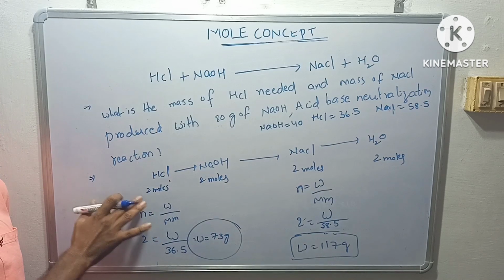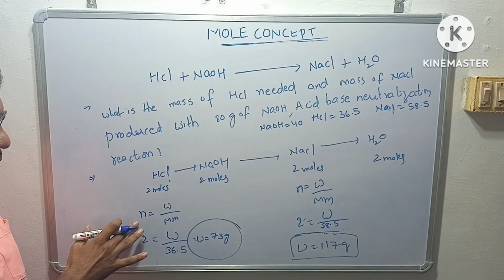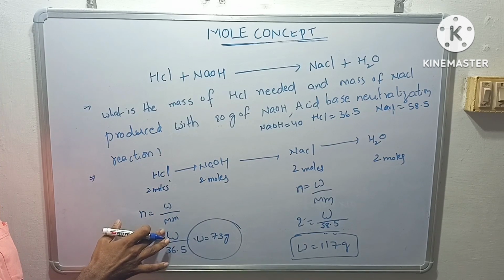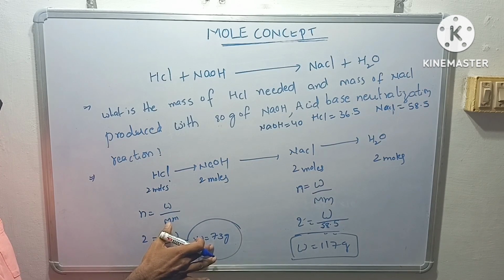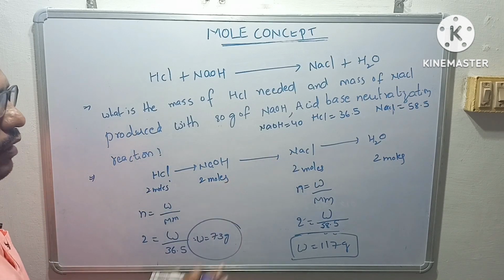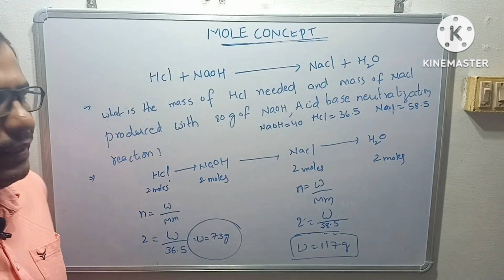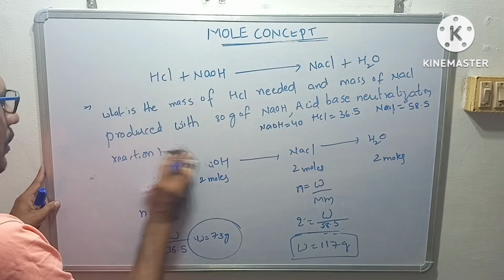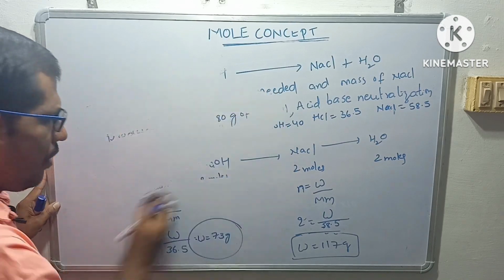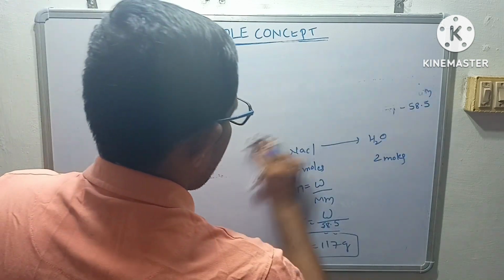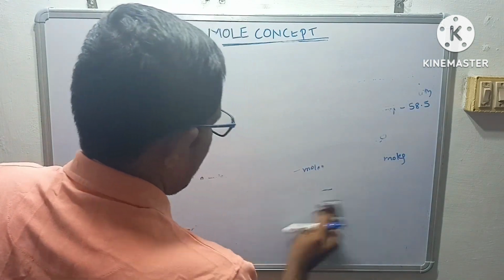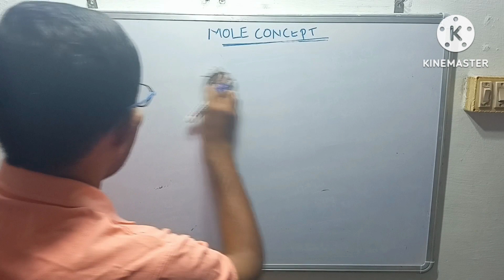So I need to convert here moles to mass. I know the formula, moles equal to weight by molar mass. So I substituted the values over here and I got the mass for HCl and I got the mass for NaCl, right? So I will solve one more equation, then you will get a clear idea. All your confusion will be gone. Observe carefully this reaction. So a simple reaction I will take.